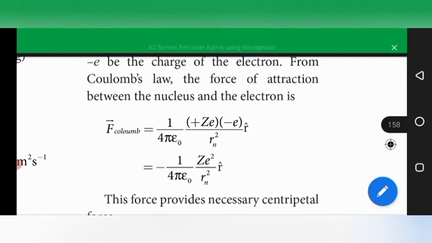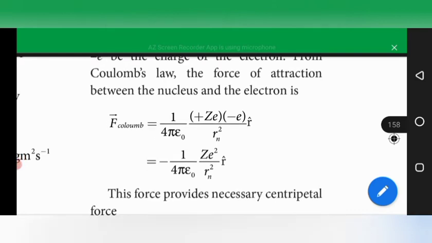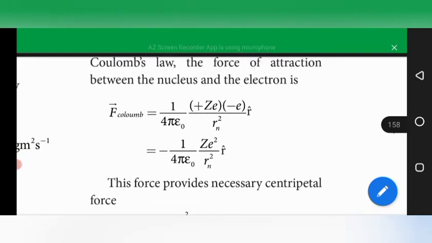So plus Ze is Q1, which can be considered as the atomic number of the atom. Sorry, the charge of the nucleus. Here minus e refers to the charge of the electron, so that can be equal values. Here Q1 and Q2 values divided by Rn square, so that can be equal to minus 1 by 4 pi epsilon naught Ze square by Rn square.